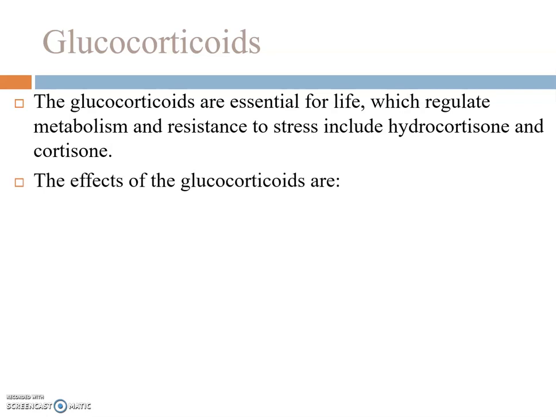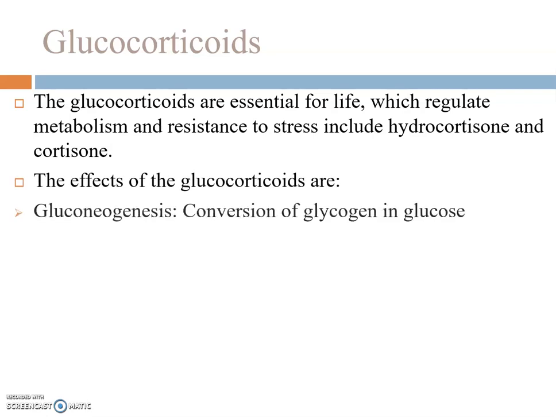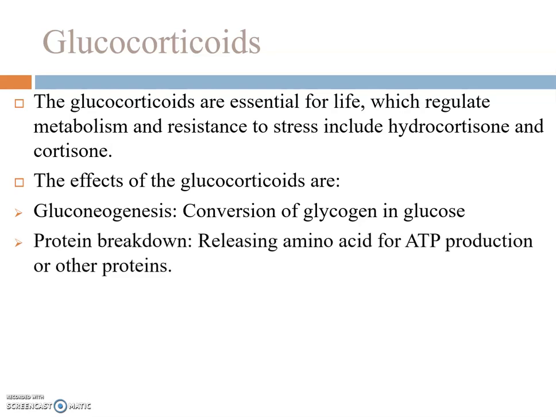The effects of the glucocorticoids are gluconeogenesis. Glucocorticoids convert glycogen into glucose. They bring about breakdown of protein. Proteins are broken down into amino acids, which are used for production of ATP, or which can also be used in production of other new proteins.